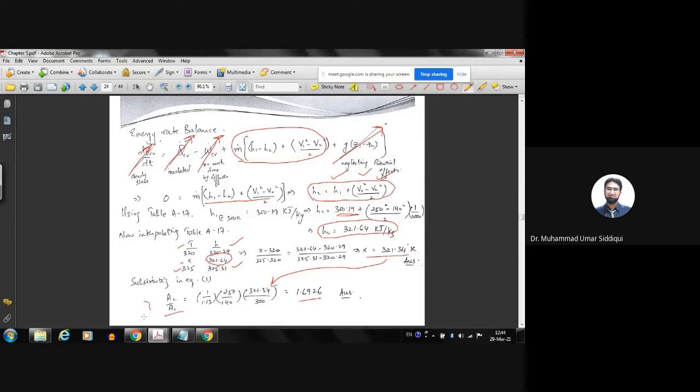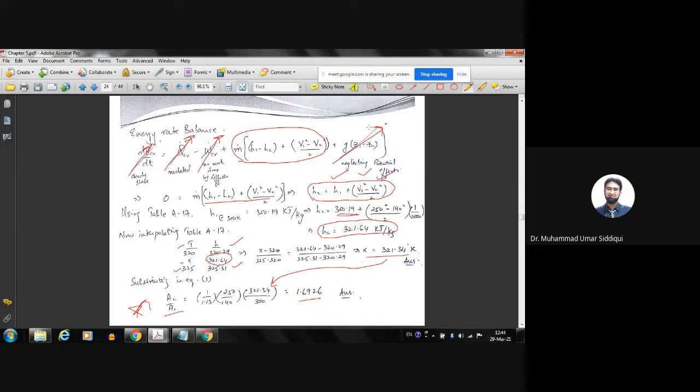And this is how this problem is solved. Is there anything within the solution of this problem which is not clear? Please ask. It's all clear, sir.